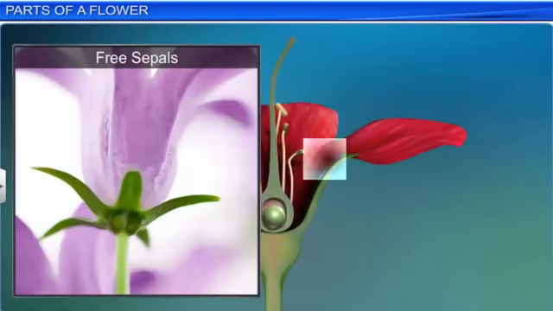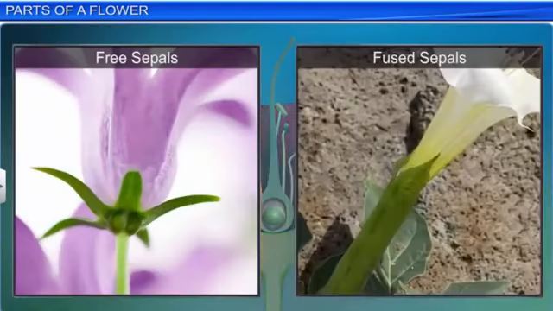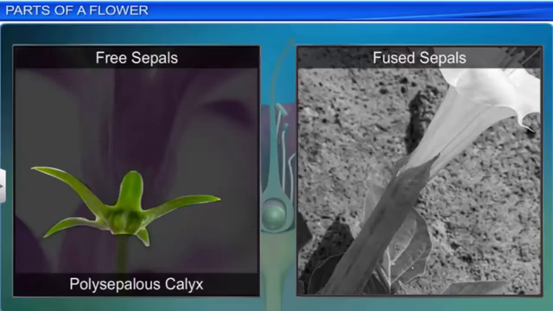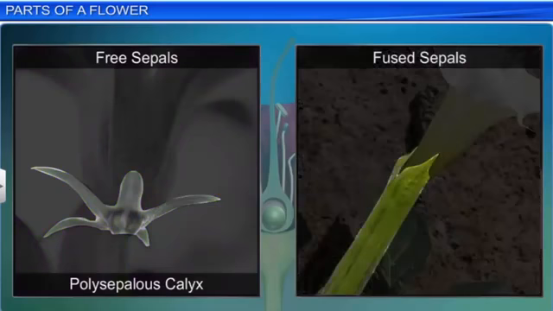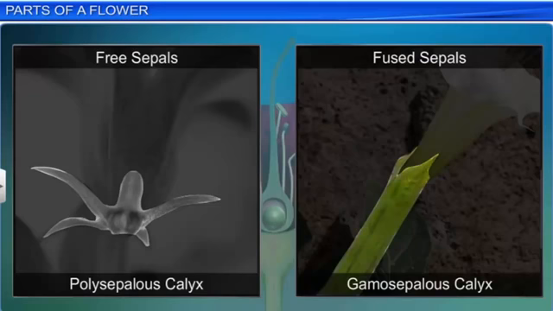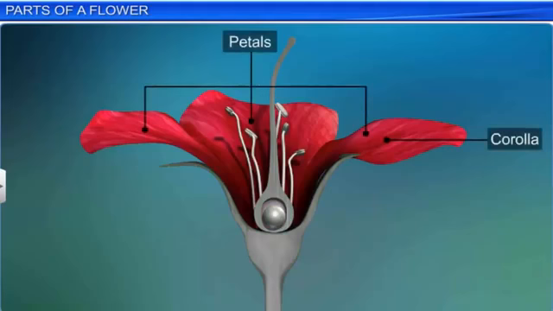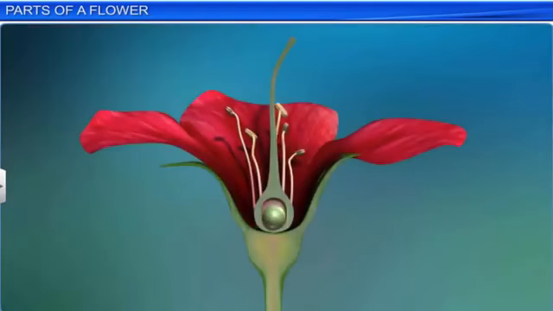The sepals can be either free or united. When free, the calyx is called polysepalous, and when united, the calyx is called gamosepalous. The next inner whorl is the corolla, which consists of petals that are usually thin and soft. There is a wide variety in the color and shape of the corolla.